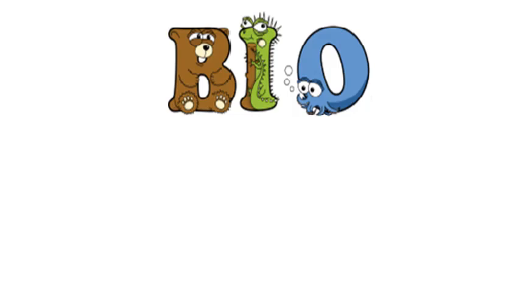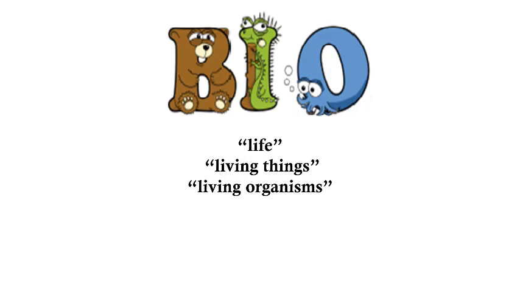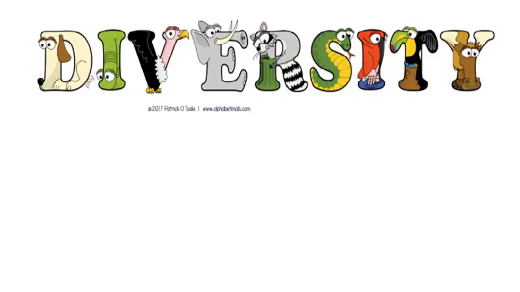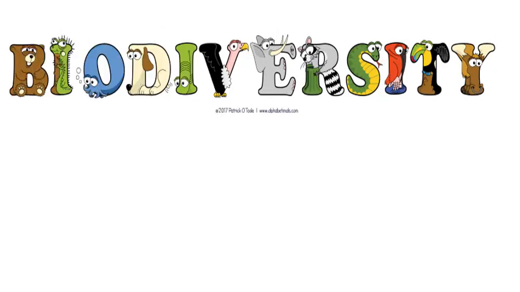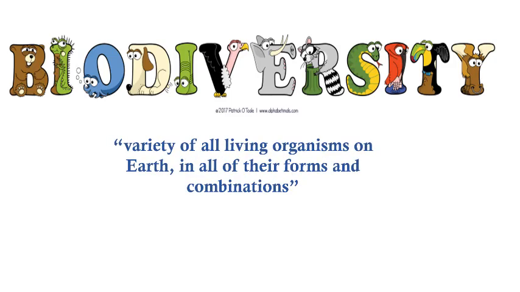The prefix bio refers to something connected with life or living things or living organisms, while the term diversity means variety or differences of individuals in a group. So the term biodiversity can be defined as the variety of all living organisms on Earth in all of their forms and combinations.